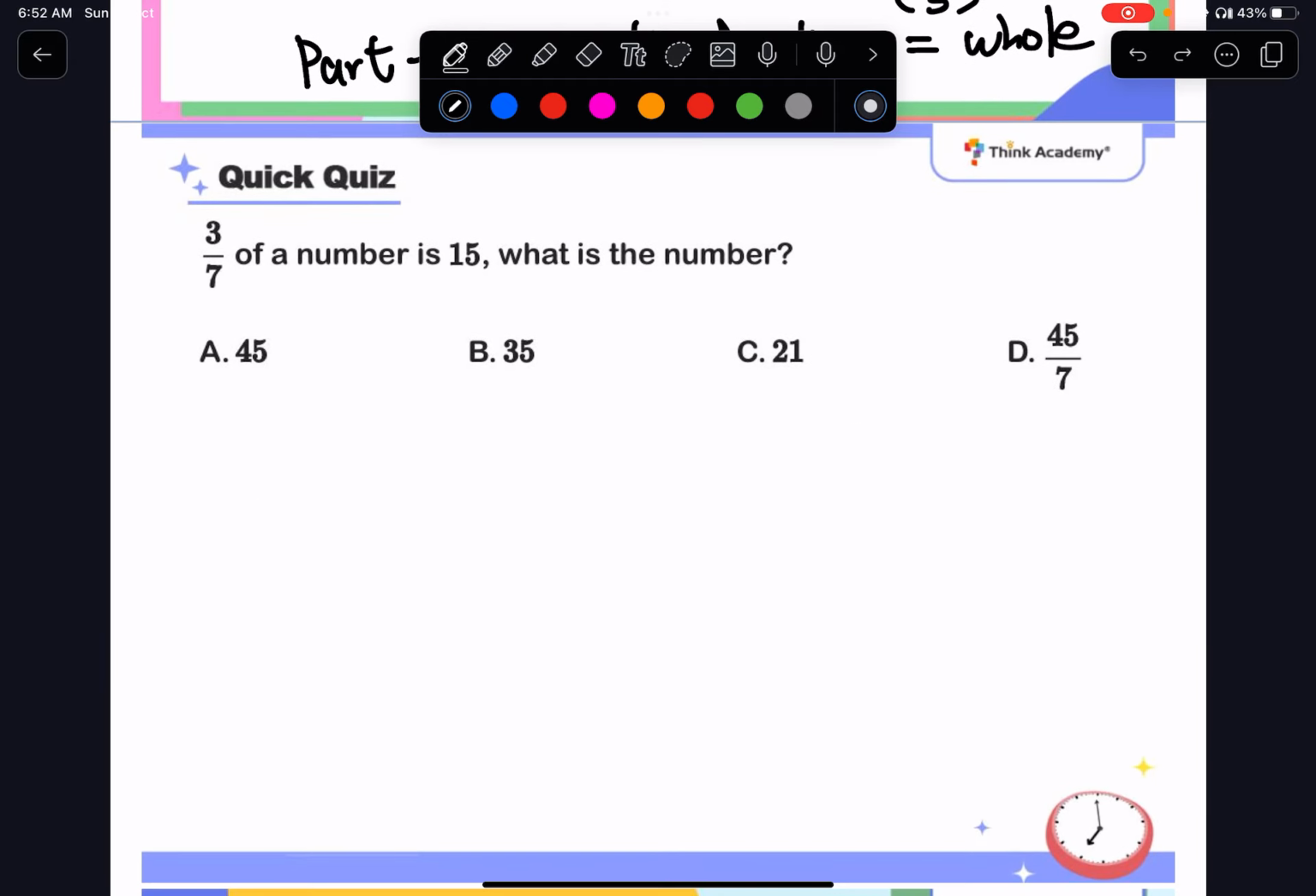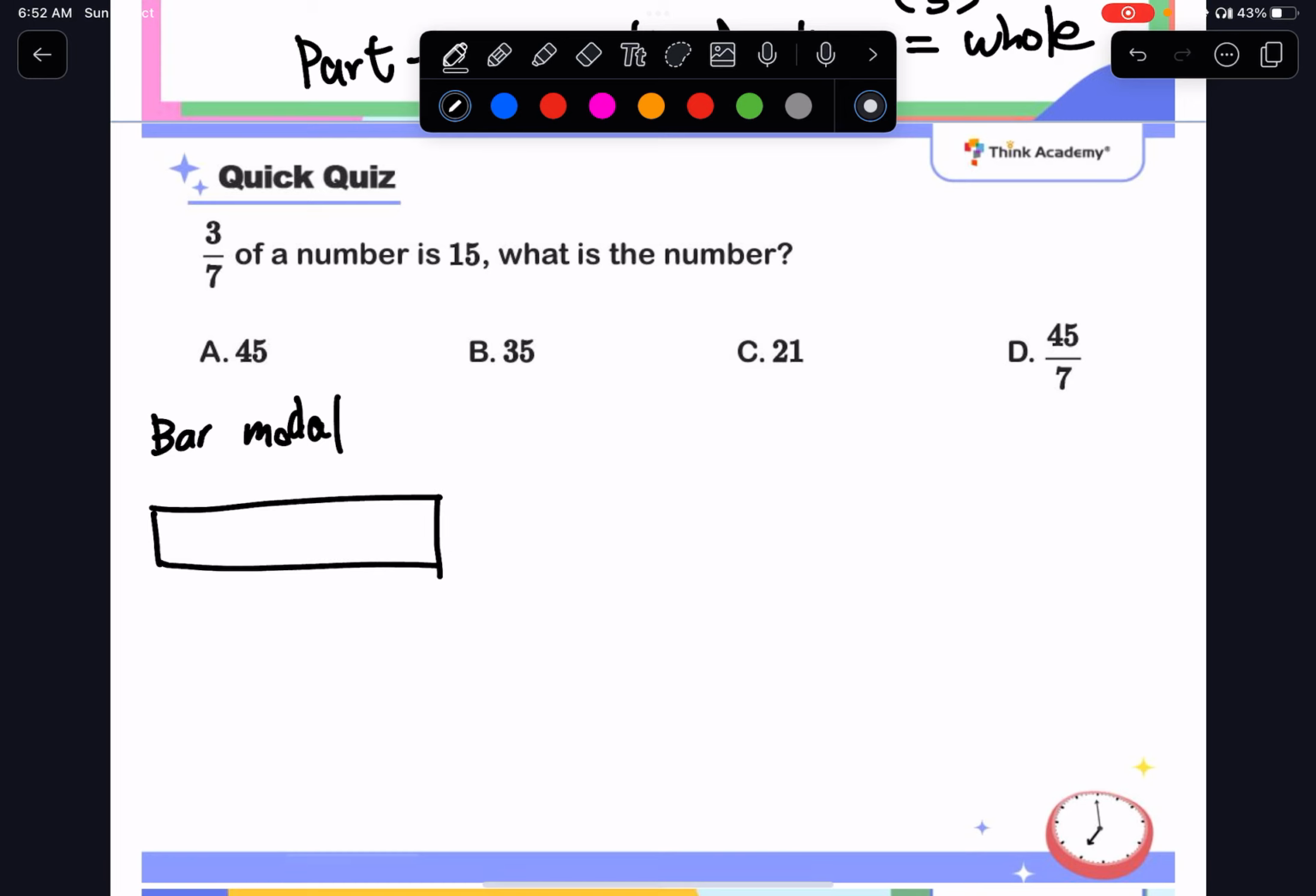3/7 of a number is 15. What is the number? So again, I can use 2 methods to do it. For the bar model method, we just draw a bar. And when I cut this number into 7 equal pieces, and I take 3 out of it, it is 15, right? So this part is 15.